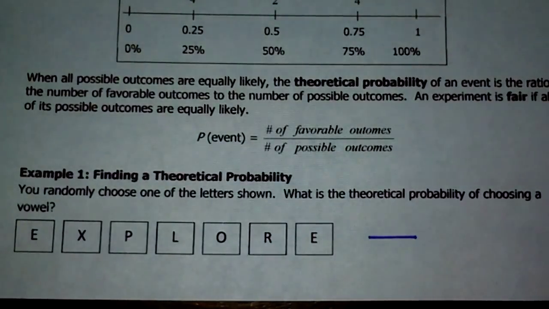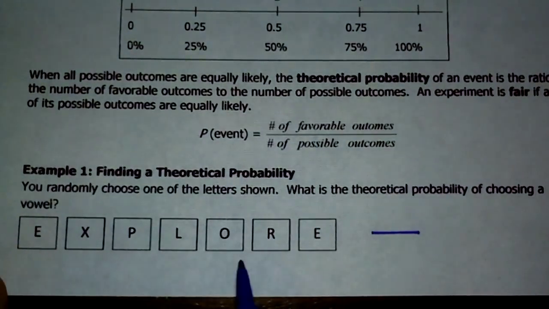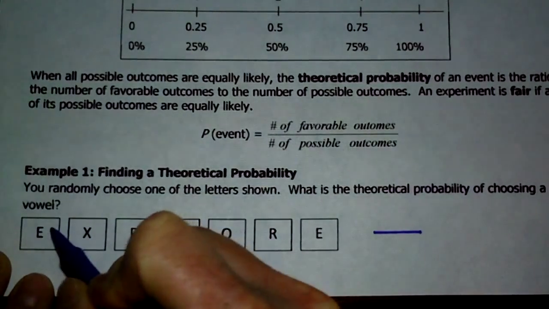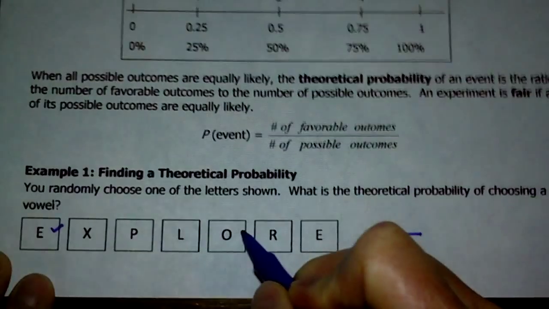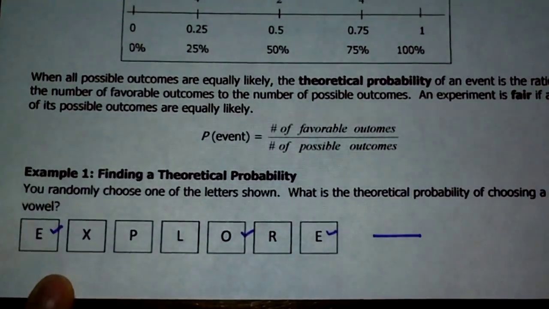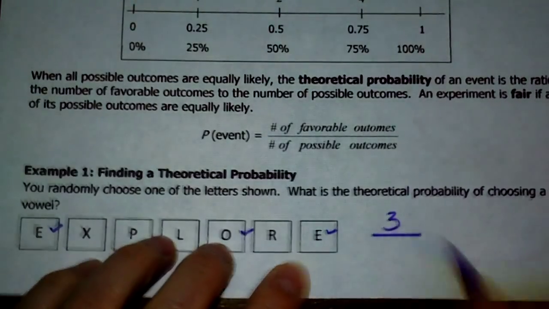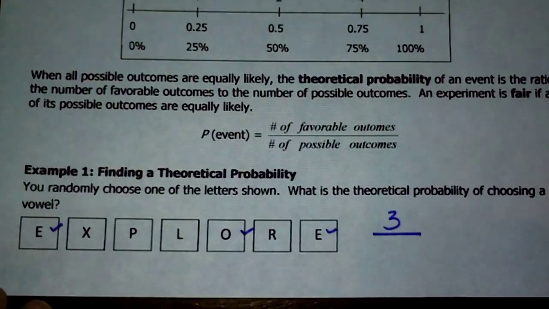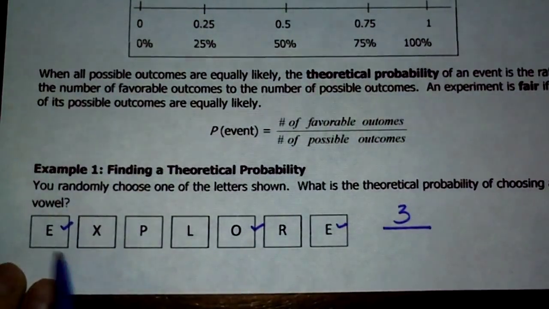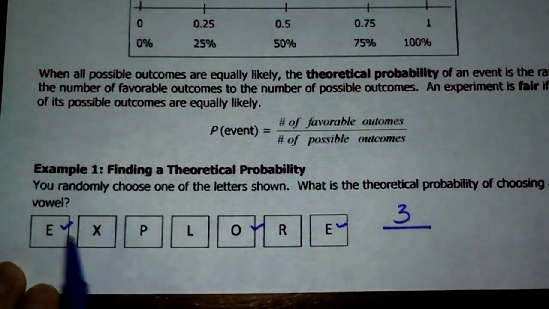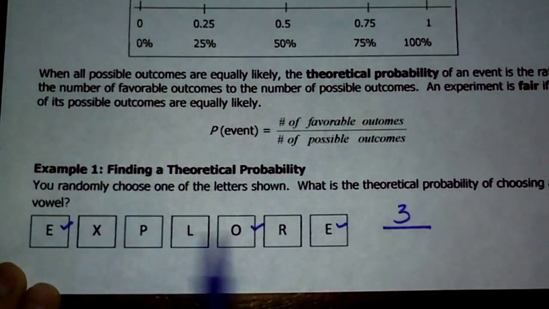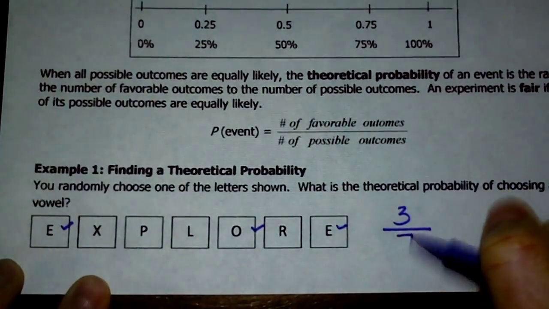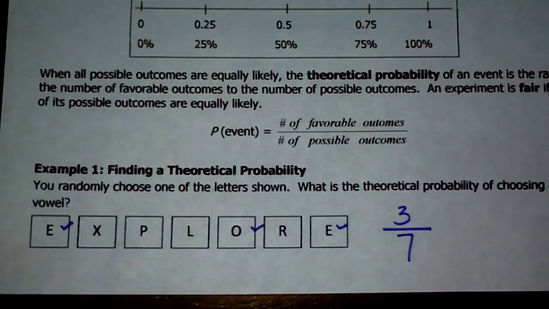The number of favorable outcomes, that's the number of chances I have to actually draw out a vowel. So if you look through these and you pick out the vowels, there's one, and there's one. So there are 3 vowels. There's 3 favorable outcomes. And then you're supposed to put that over the number of possible outcomes. So that includes the total number of events here. So there's 1, 2, 3, 4, 5, 6, 7. So 3 out of 7.